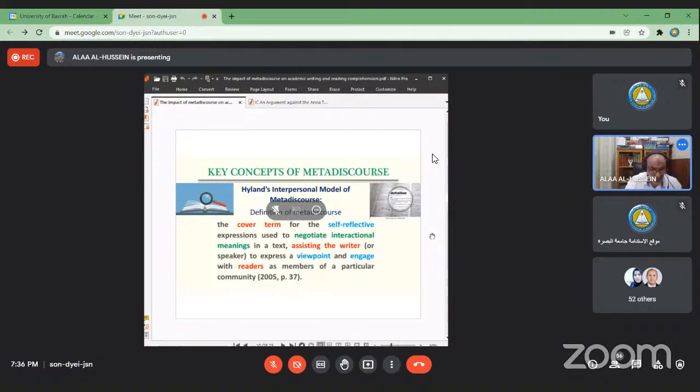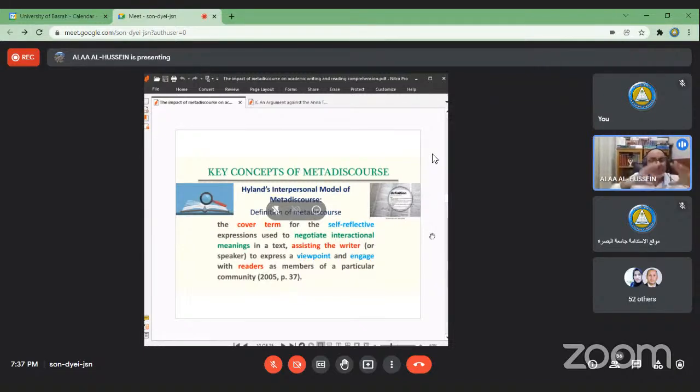According to Hyland, even the interactive meta discourse markers are interpersonal, not like other meta discourse researchers, for example, Vande Kopple, Crismore, and others. They consider that those meta discourse markers that are used to organize the text are organizing the text, and they work at the level of the text. They don't work at the level of interaction. So this is what distinguishes the model of Hyland from other models.